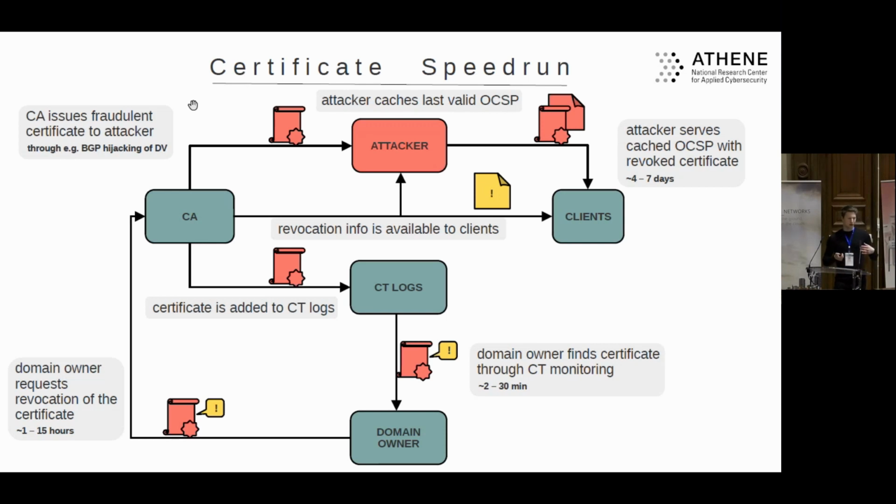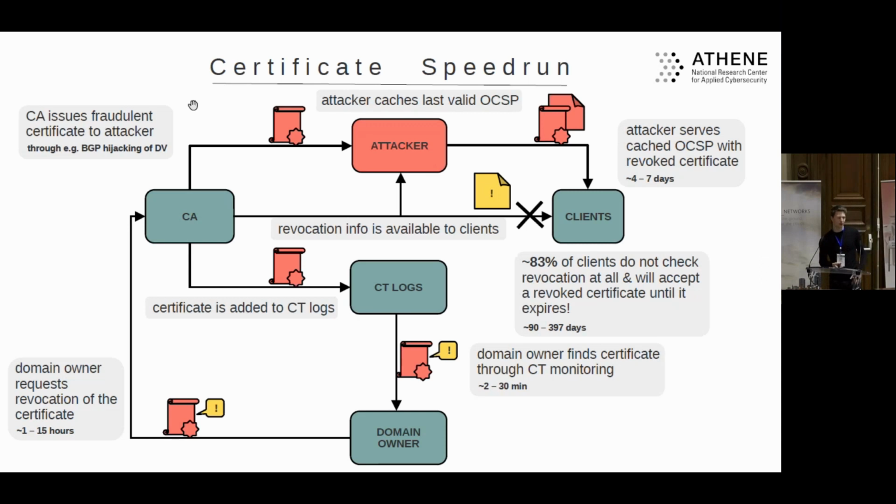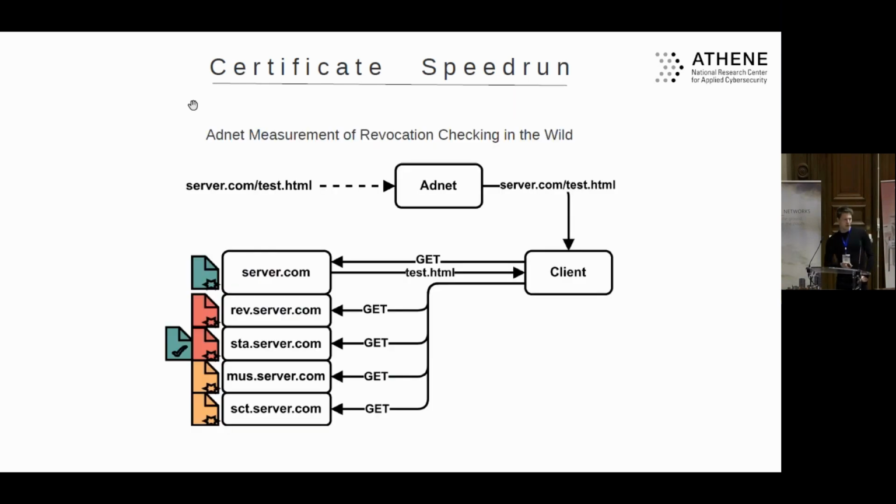At this point, it gets a little worse, because we also found out that the vast majority of clients don't even bother checking revocation at all. So even without using this OCSP stapling trick, most clients will still accept the revoked certificate without even checking, which means they would accept it between 90 and 400 days, depending on which CA you go to. And the reason we know this is because we also conducted a measurement for this, which we did with an advertisement network.